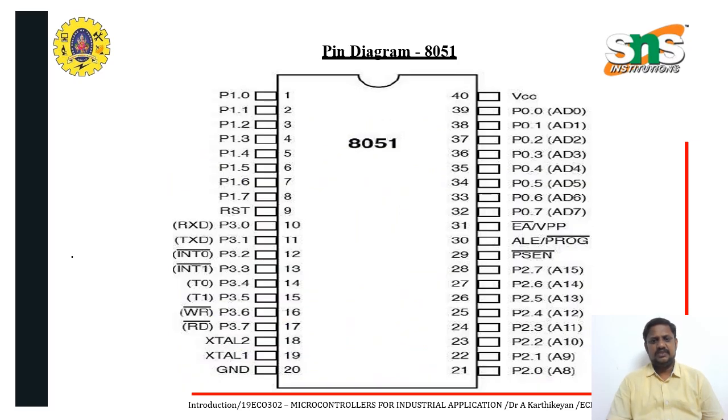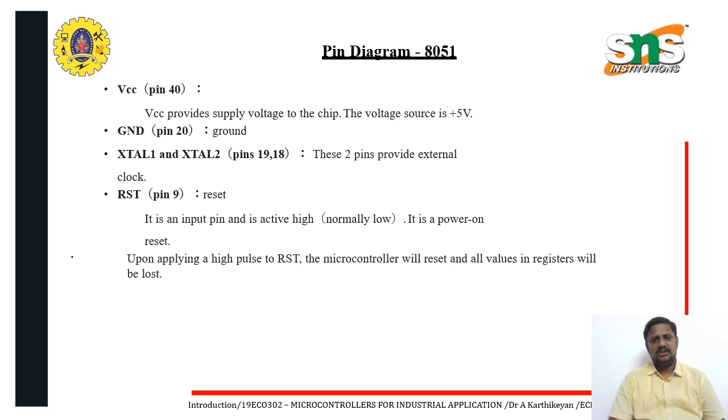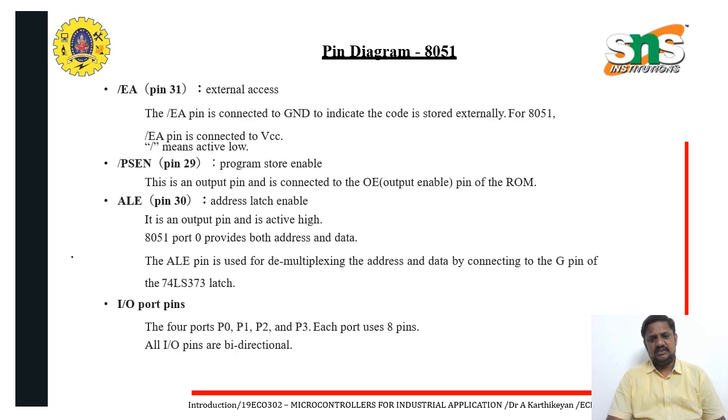This is the pin diagram of the 8051, which has 40 pins. We have VCC, ground and so on, and the input output ports. This is the pin configuration of the 8051. VCC is pin 40, then the ground pin, and these are the other pins. What are the pin numbers we have?